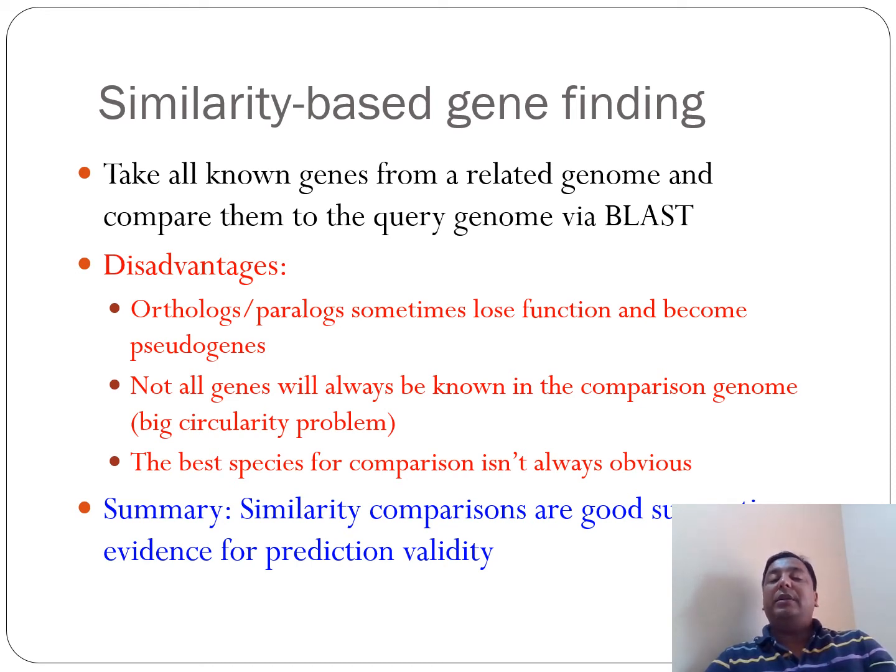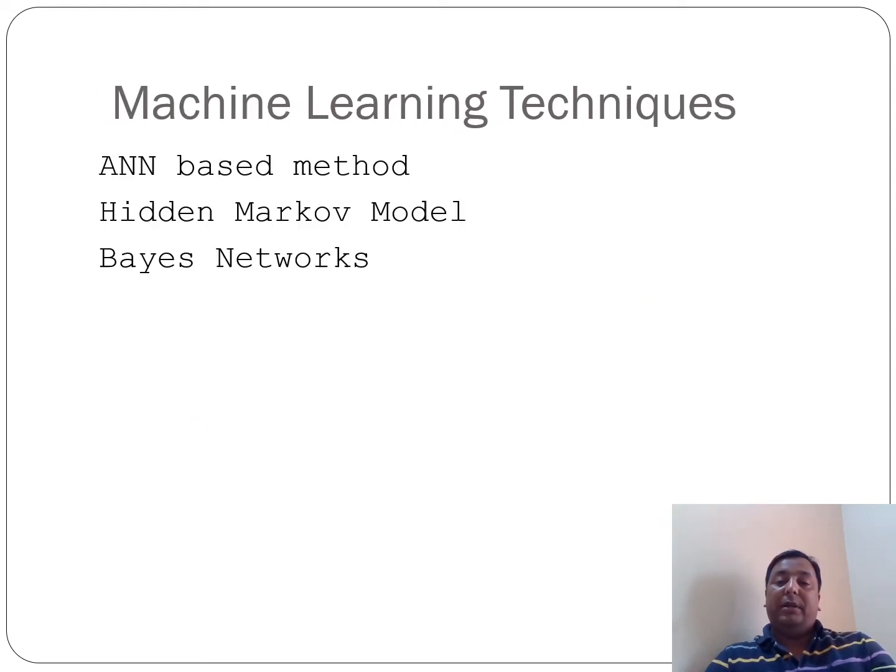And not all the genes will always be known in the comparison genomes. And the base species of comparison is not always obvious. So similarity search is actually a good practice to identify similar types of genes, right? And different servers, tools and software are there to analyze this type of thing by using the similarity search methods.